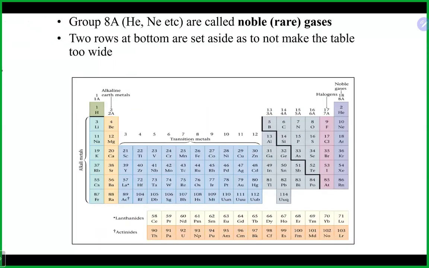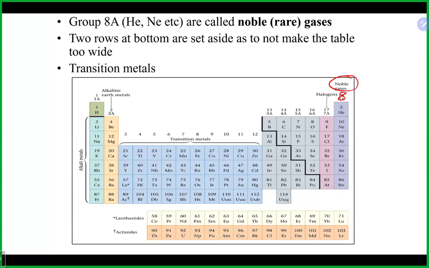The very last group on the periodic table, which is group number 8, is our noble gases. Noble means set apart. So noble gases are chemically inert, which means they are unreactive. They will react with themselves, but not other things.